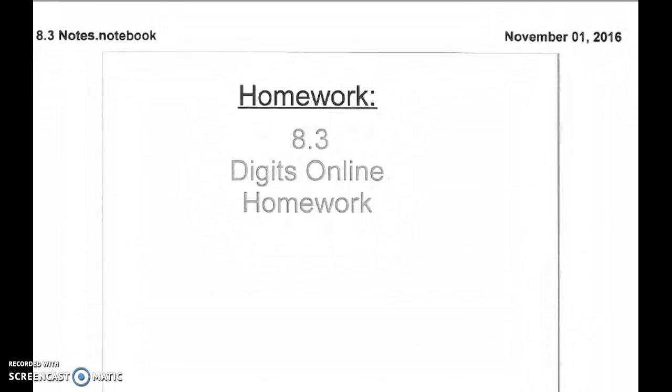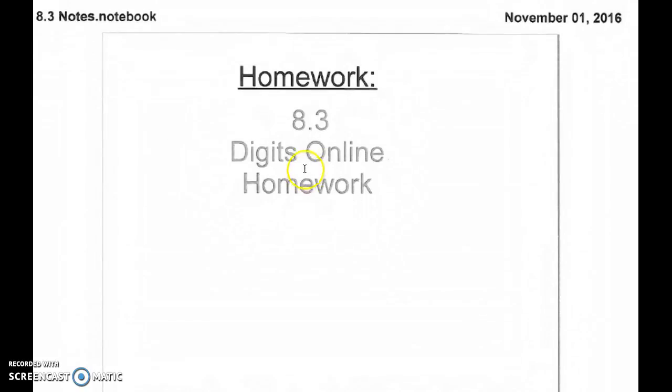Homework, 8.3 Digits online homework. I want you to make sure that all other topic 5 and 8 work is done. I haven't had a chance to look at that over the weekend yet, so you have a little bit of time. Make sure you get 8.3 done. If you did not like your quiz score from last Friday, I'm going to assign the retake practice. I would love it if you would get started on that.